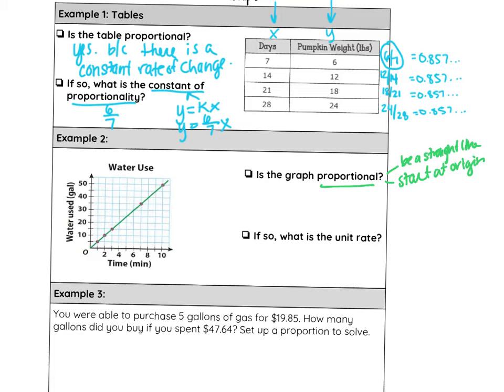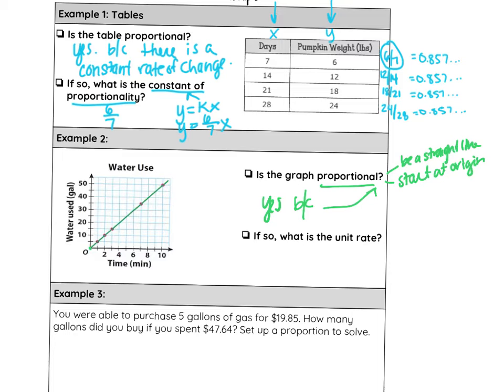Okay, this graph appears to be completely straight and starts at the origin. The origin is 0, 0, and that's exactly where this graph starts. So yes, this graph is proportional because the reasons I just said, it's a straight line and starts at the origin. You do have to be able to explain that.